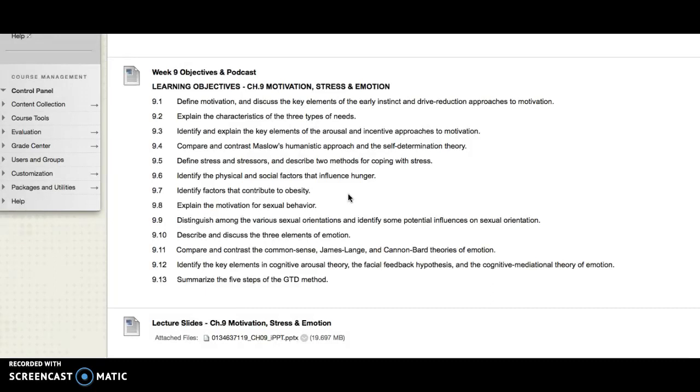We'll take a look at a couple of elements in key areas that can be linked to stress and to motivation, such as hunger, obesity, sexual drives, sexual orientation. All of these things are plugged in here because they're intertwined with motivation and emotion, namely.